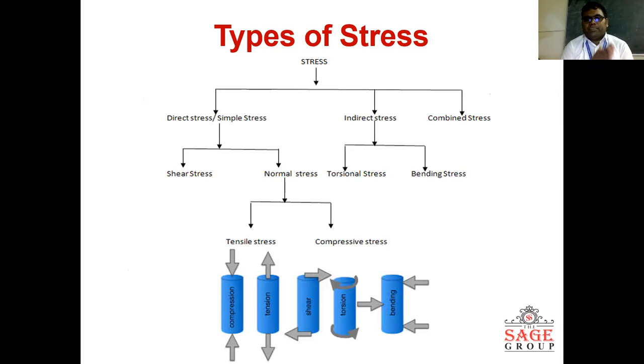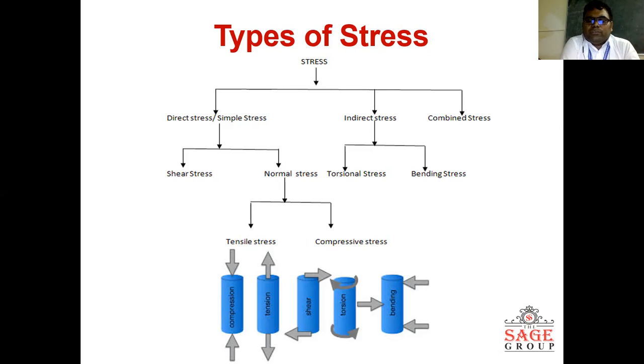Basically, we can say there are two types of stress, but the third one is combined, when both effects are there. So direct stress, or simple stress, and indirect stress. You can understand the shear stress, I'll discuss what shear stress and normal stress are. And indirect, you can say, is torsional and bending stress, and combined stress is when the combined effect of these indirect stresses comes. Okay. So this is the combined.